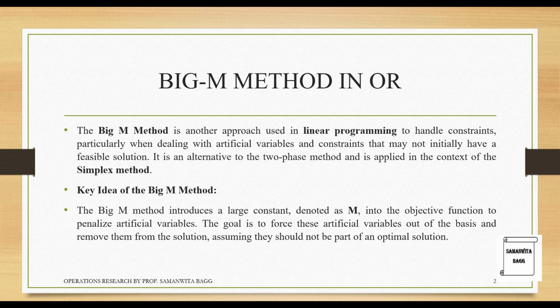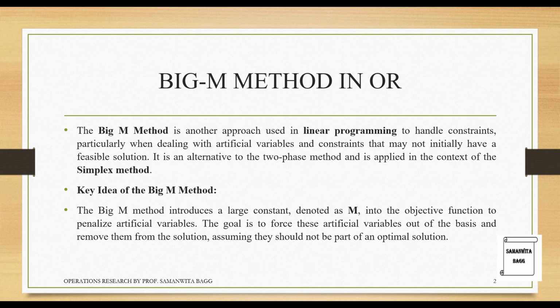Key idea of the Big M method. The Big M method introduces a large constant denoted as M into the objective function to penalize artificial variables. The goal is to force these artificial variables out of the basis and remove them from the solution, assuming they should not be part of an optimal solution.